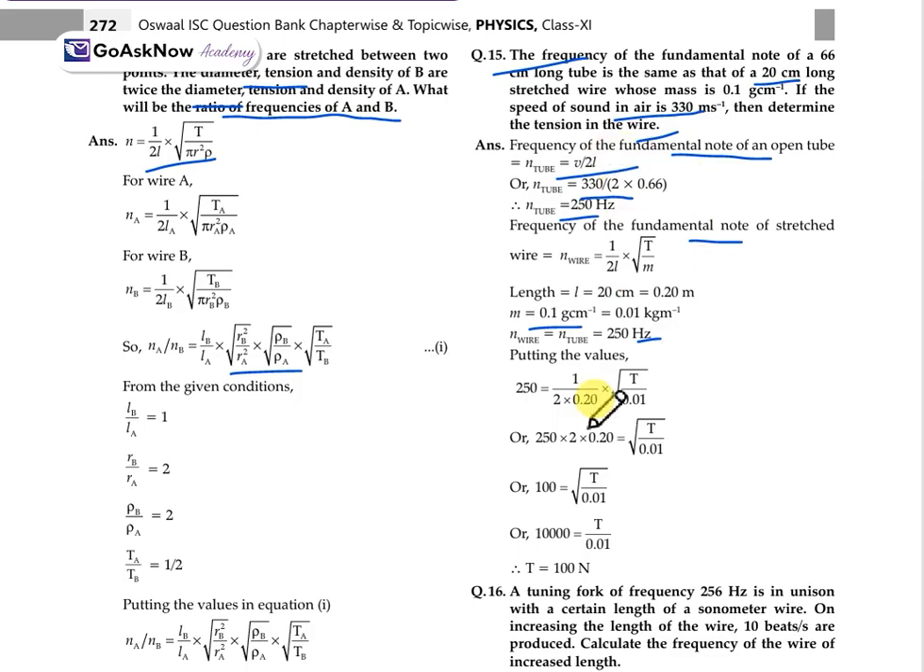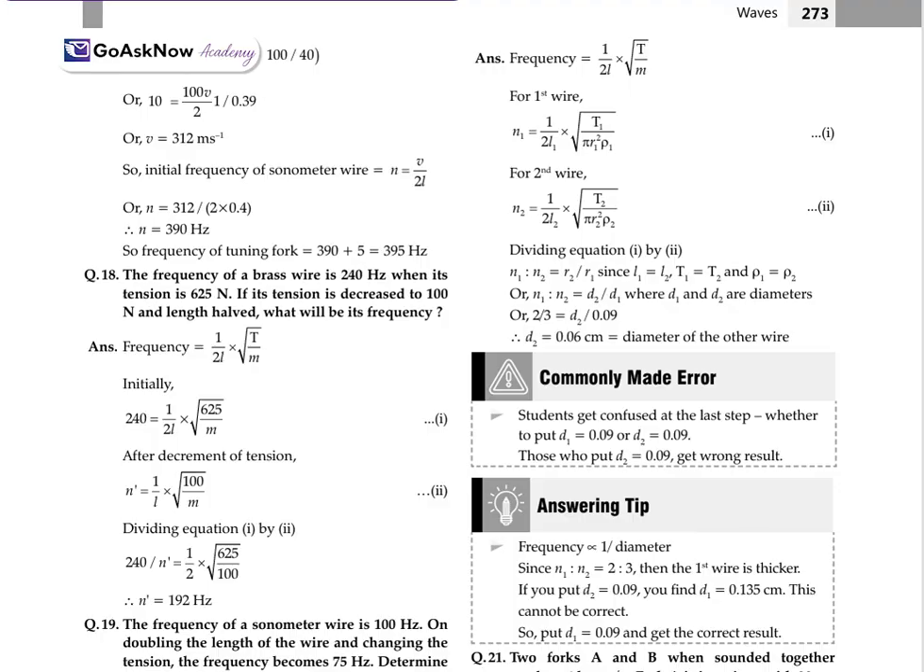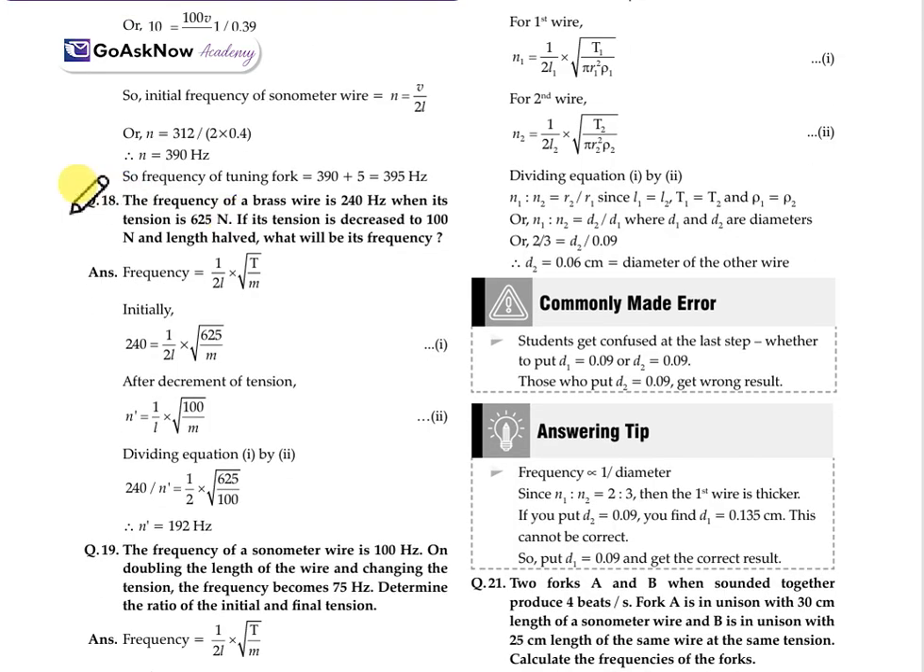When we put the value over here, we get the value of tension T is equal to 100 Newton. This is the value of tension. Okay. Now, generally all the questions are based on this frequency or the equation of the sonometer only.